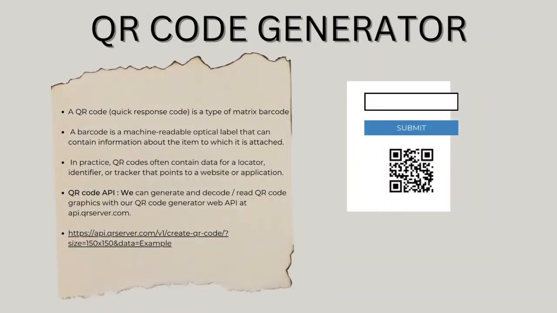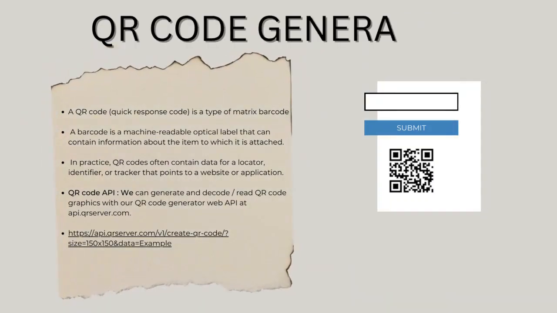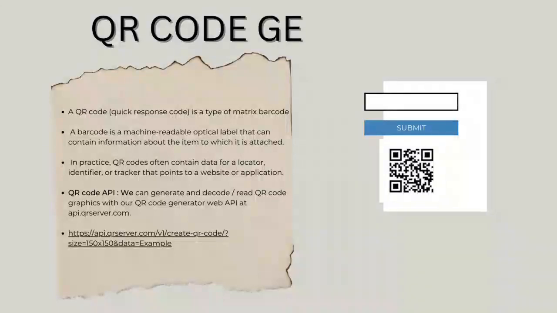In today's video, we are going to create a QR code generator. So what is a QR code? QR code is a quick response code. It is actually a barcode. So it is an optical label that contains information about the item to which it is attached.